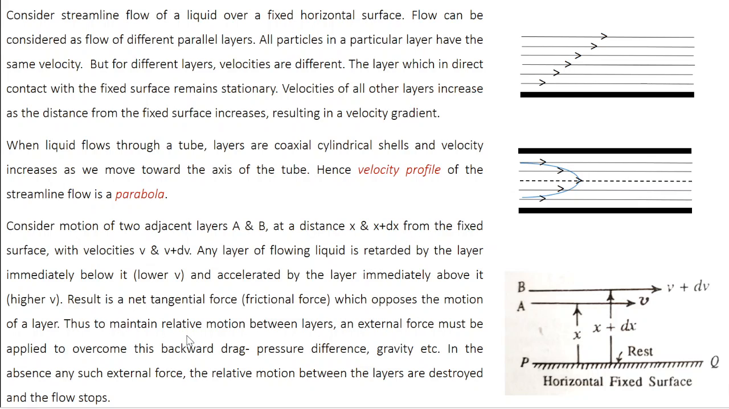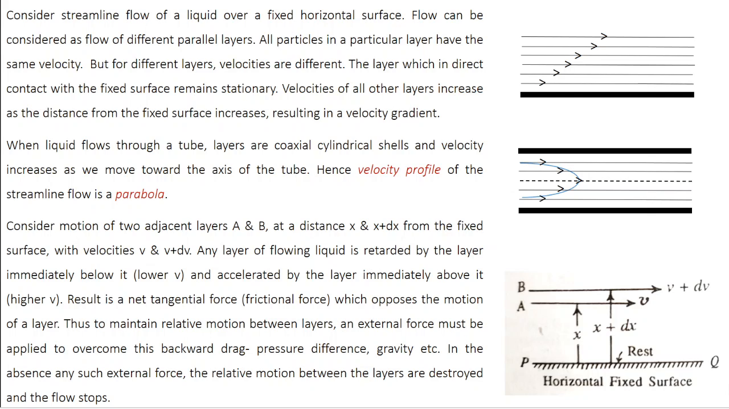Therefore, in order to maintain relative motion between layers, or in order to create a flow, an external force must be applied in order to overcome this backward force. Typically, the external force is applied in the form of gravity or pressure difference. For example, if you take a tube filled with water, keep it perfectly horizontal, then there is no flow of water. But if you tilt it to one side, you will find that the water is flowing. This is because of the gravitational pull.